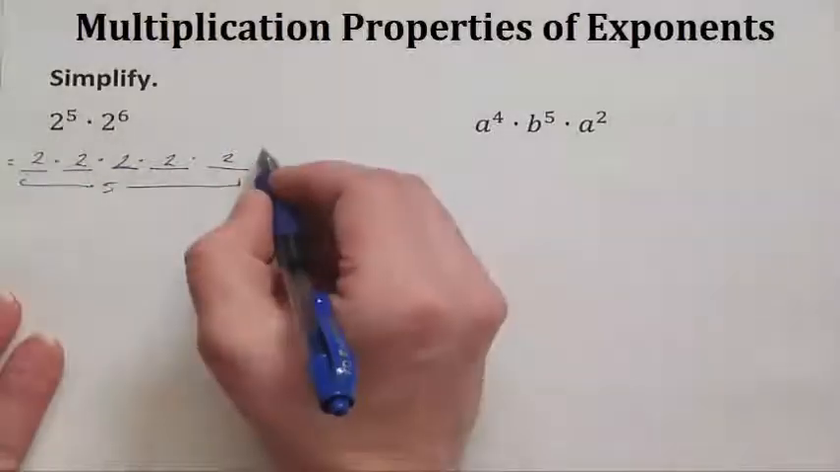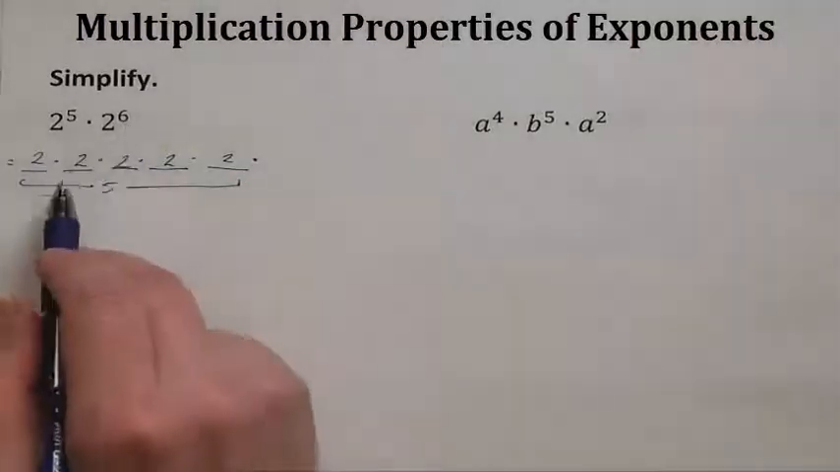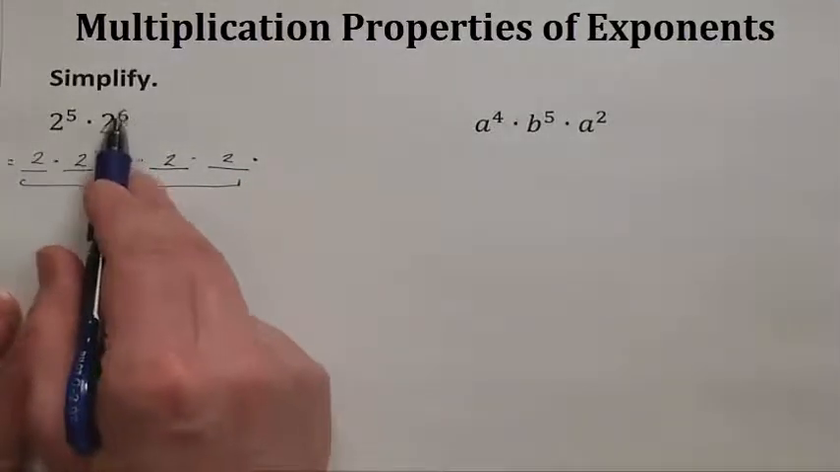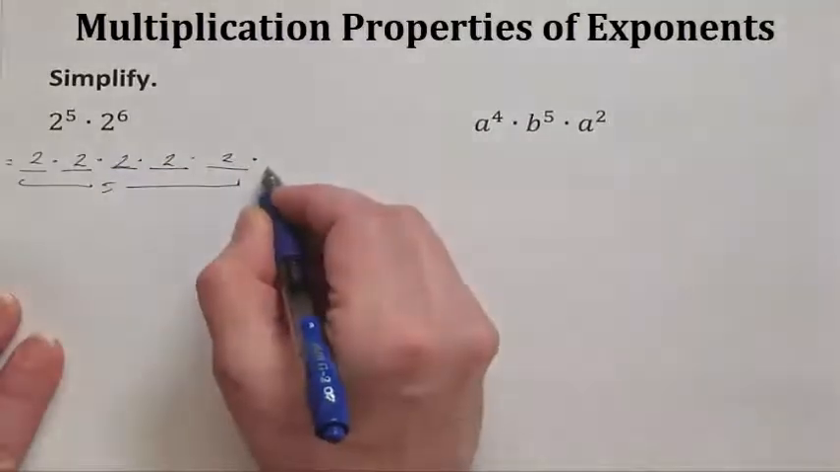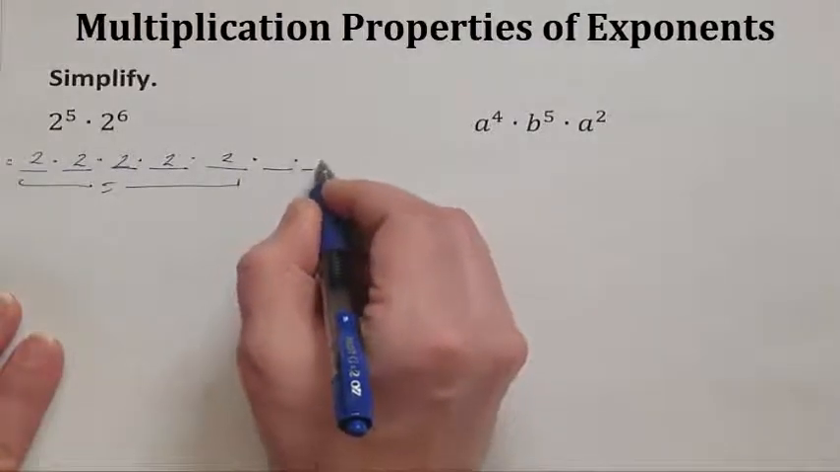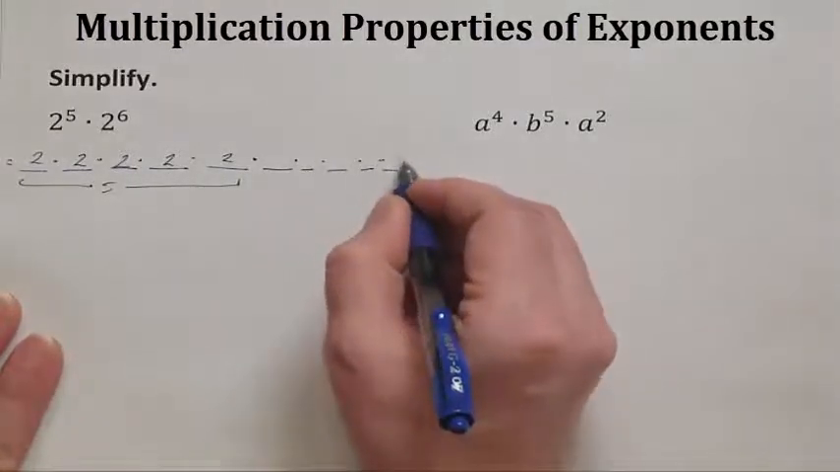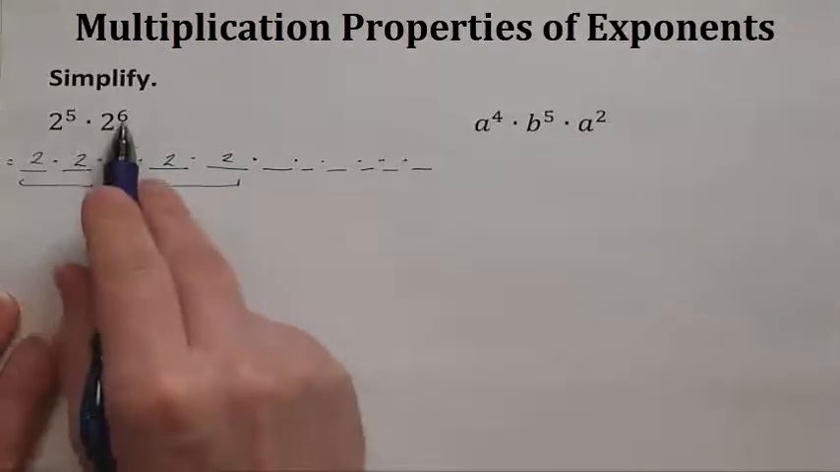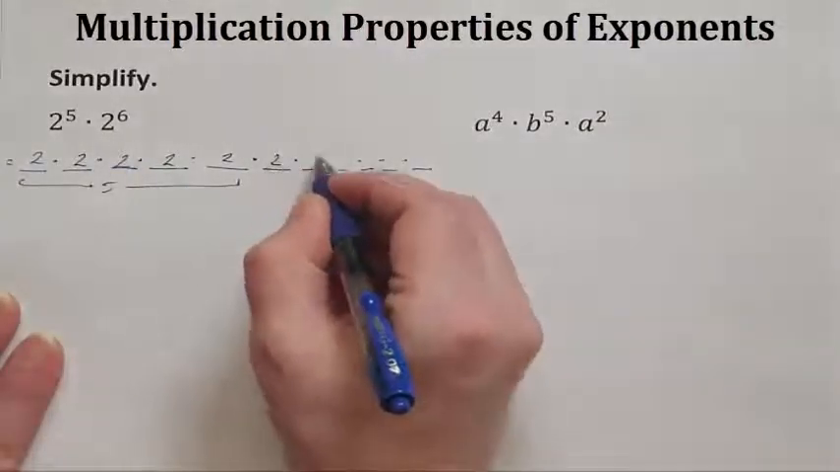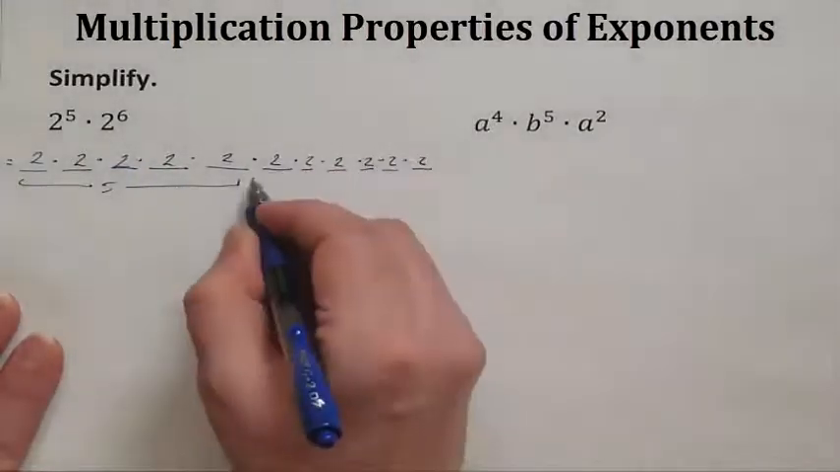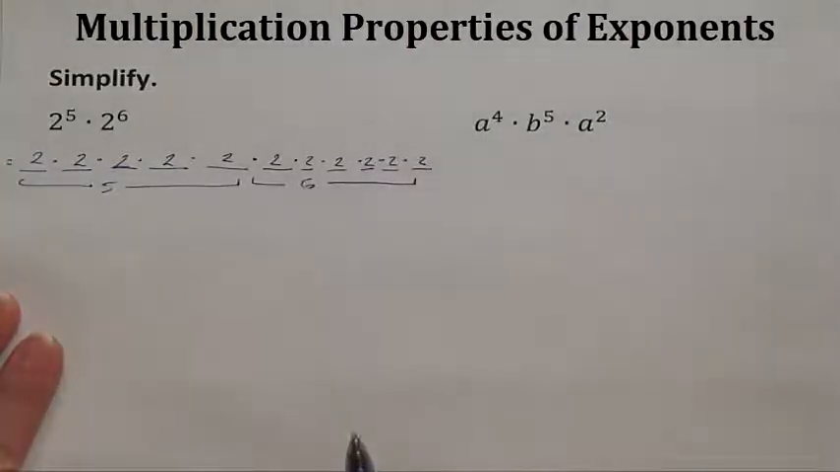Now it's being multiplied again by 2 to the 6th power. By the same reasoning, the 6th power meant there are 6 things being multiplied together. 1, 2, 3, 4, 5, 6. And what 6 things are those? It's the 2. So I'm going to put a 2 in each of these, and these are my 6 things being multiplied together.